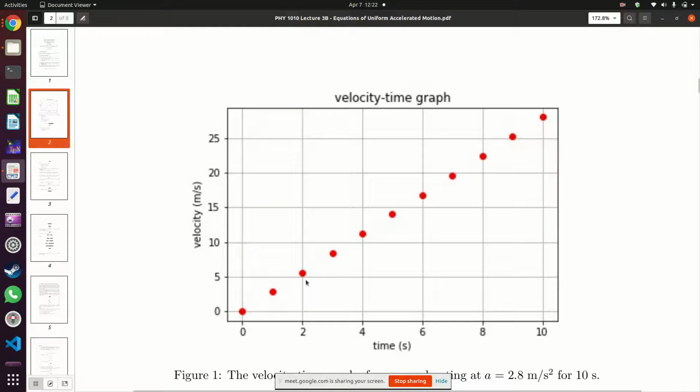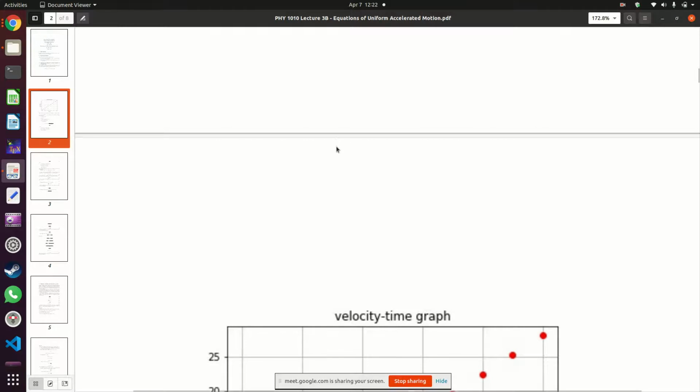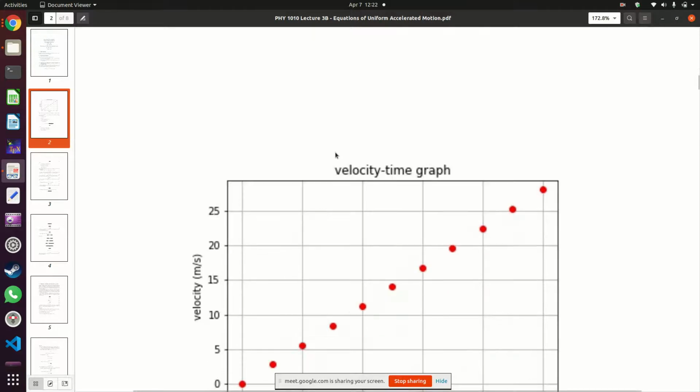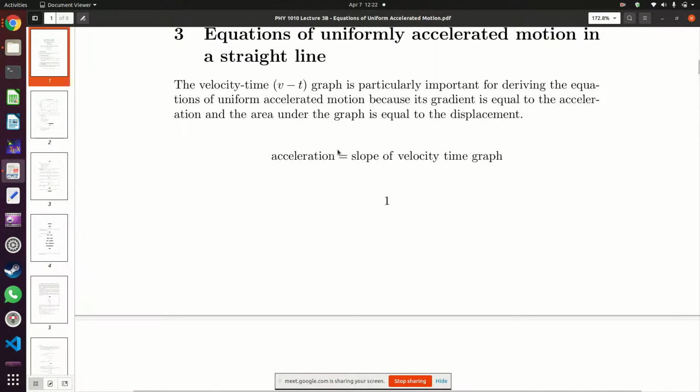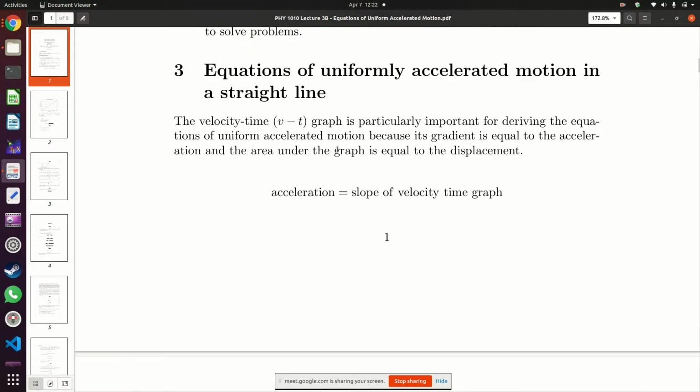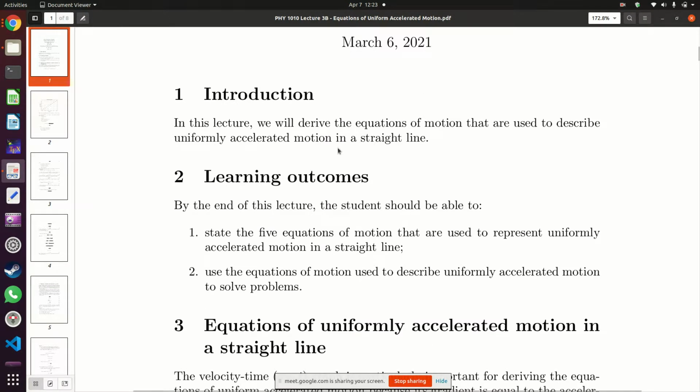From the area under this graph, we found that the area was 140 meters, and that led us to the conclusion that the area under the velocity time graph represents the displacement or the distance covered.